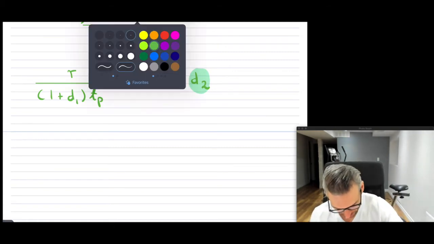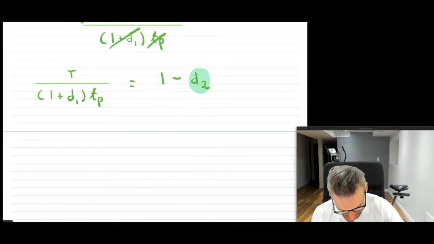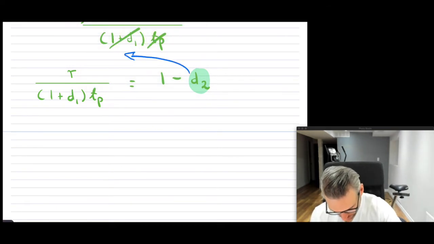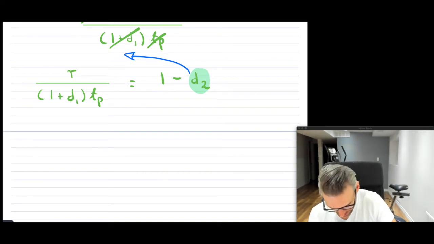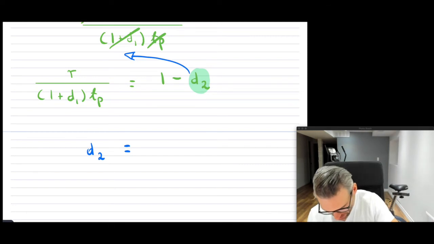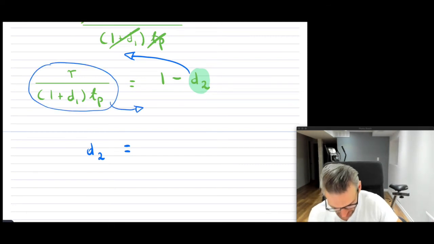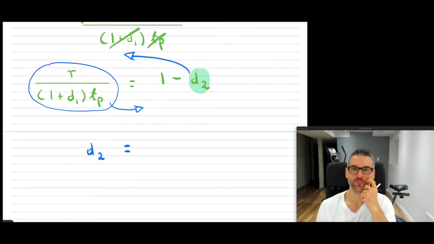So this is what I'm going to do. This is one term, so I'm going to bring this term over to this side because I'll make it positive, because that's what I'm solving for. So I'm going to have d2 on this side, and I'm going to bring this entire thing, this right here, over to this side because it's just a term, right? It's r divided by all that junk.